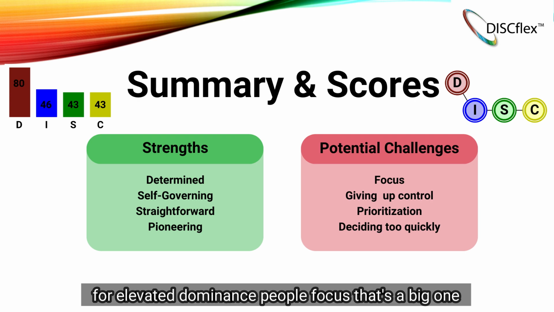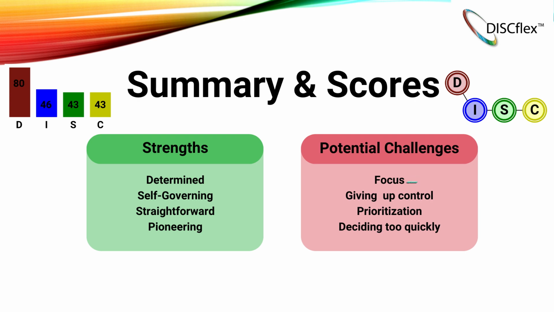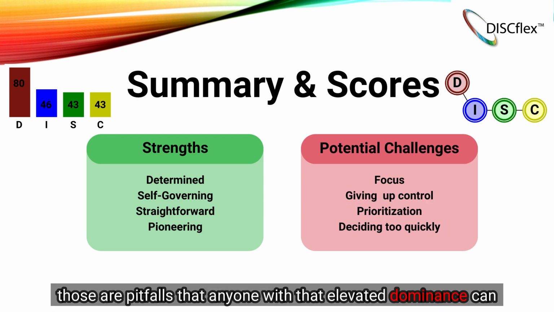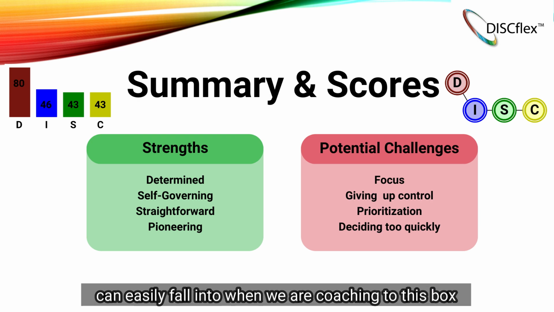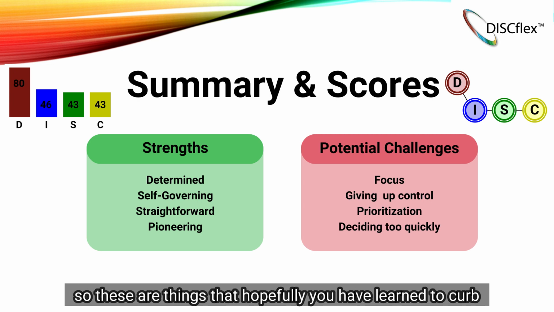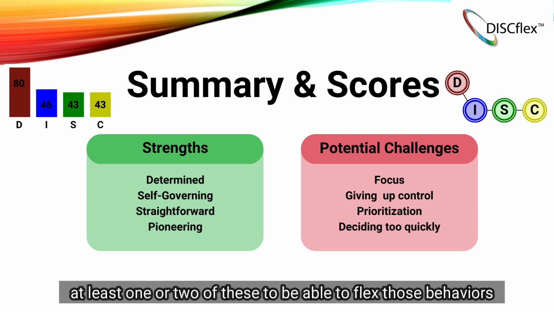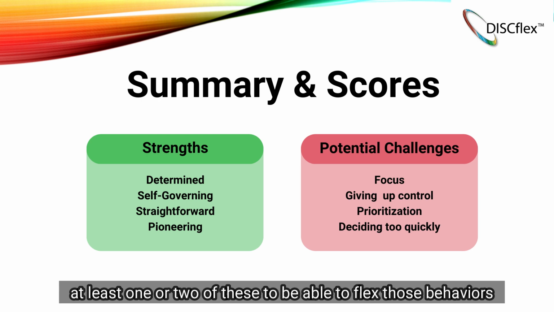For elevated dominance people, focus, that's a big one. Giving up control, prioritization, and deciding too quickly. Those are pitfalls that anyone with that elevated dominance can easily fall into. When we are coaching to this box, I always explain to people that, hey, listen, this is based off of your factor and the highest level view. So these are things that hopefully you have learned to curb, at least one or two of these, to be able to flex those behaviors.